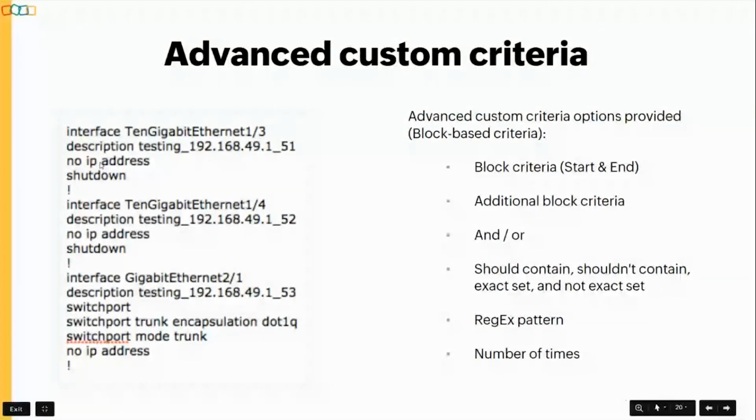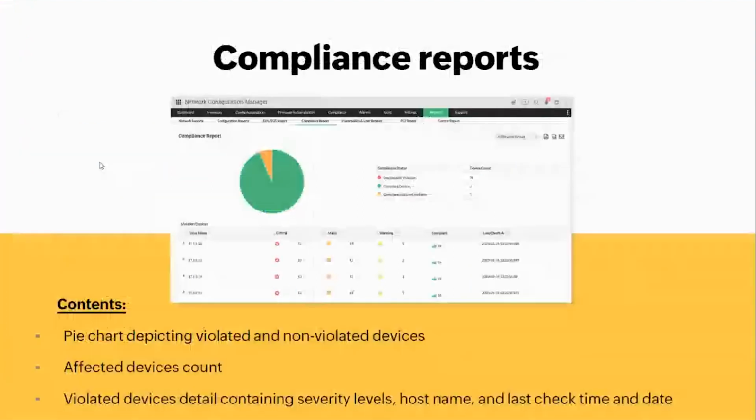So this is all about the compliance feature in Network Configuration Manager. Moving on to the next topic of this training session, we will discuss the compliance reports. The compliance reports will provide you detailed information about the devices which are compliant and the devices which are not compliant. Also, it will give you information about the last compliance check, when it was performed on your networking device. So let me show you an example of a compliance report.